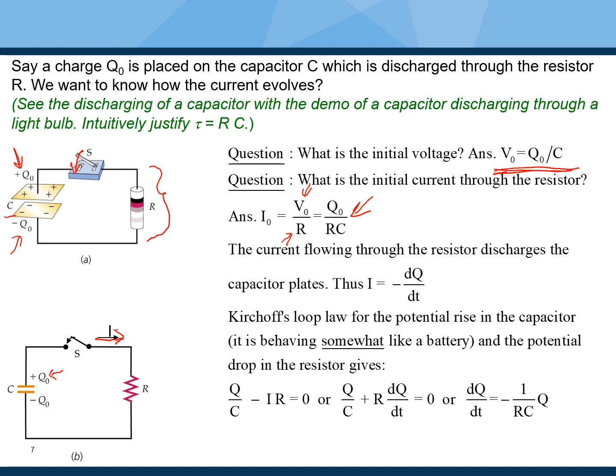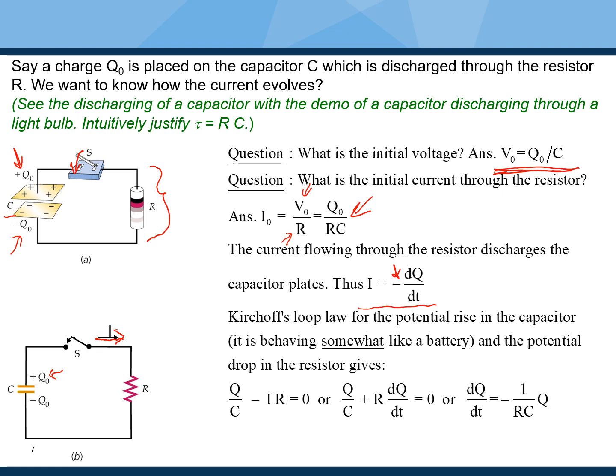So we can actually say that I is minus dq by dt, where we're thoughtful about the fact that what we're referring to by way of dq by dt is actually the time rate of change of charge on the plates of the capacitor. Okay, so this current is serving to drain off the charge on the plates of the capacitor, which is why we have this minus sign out here.